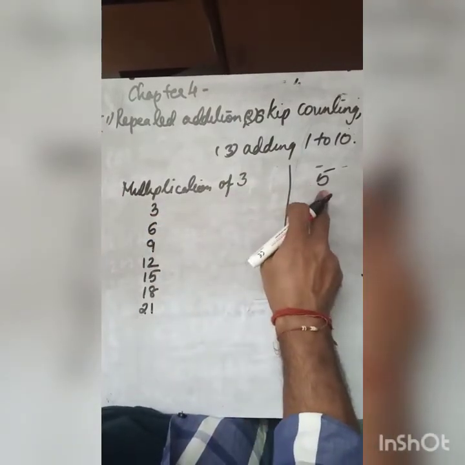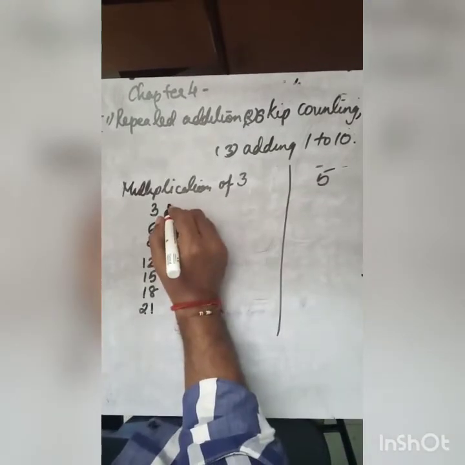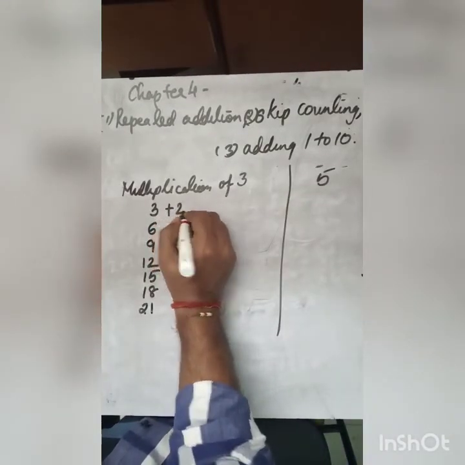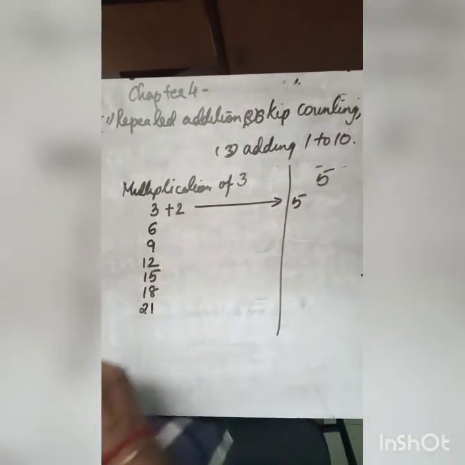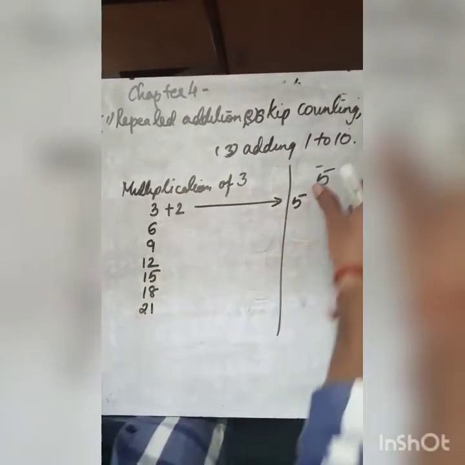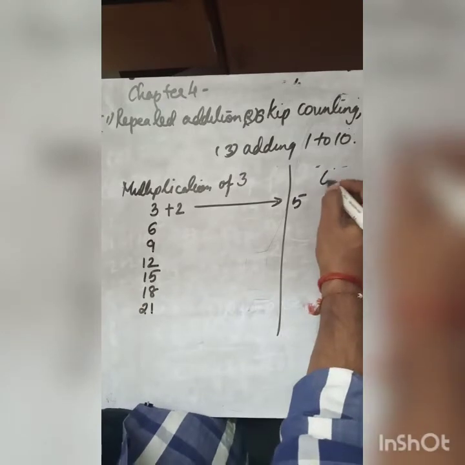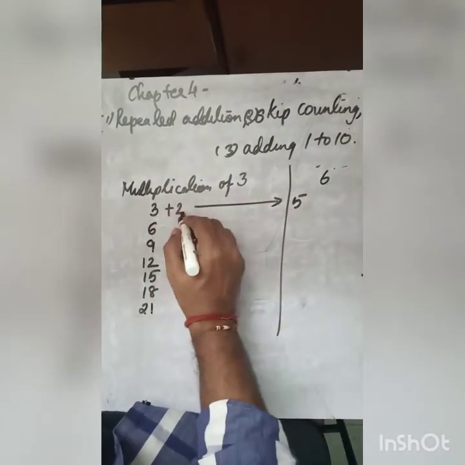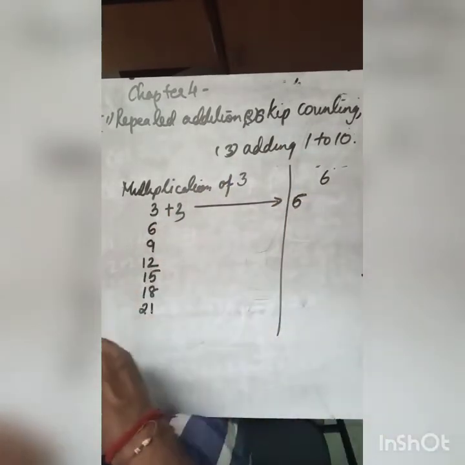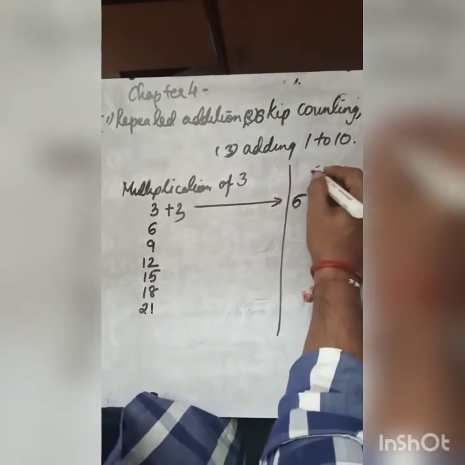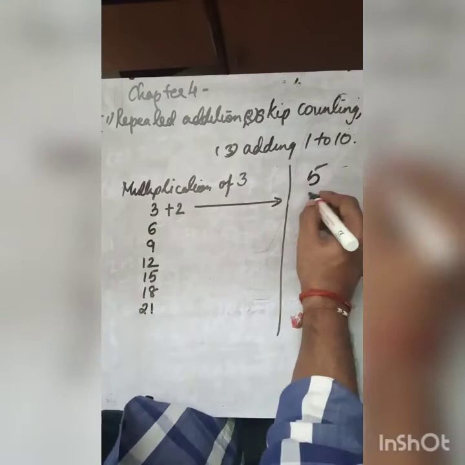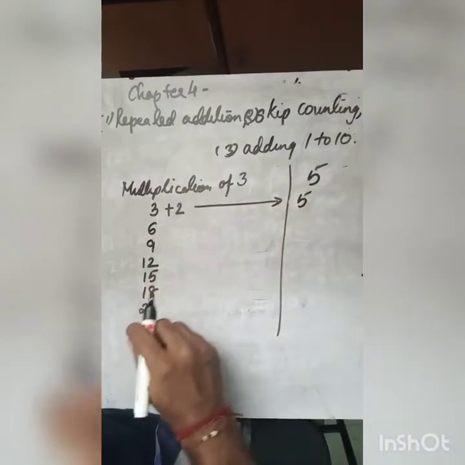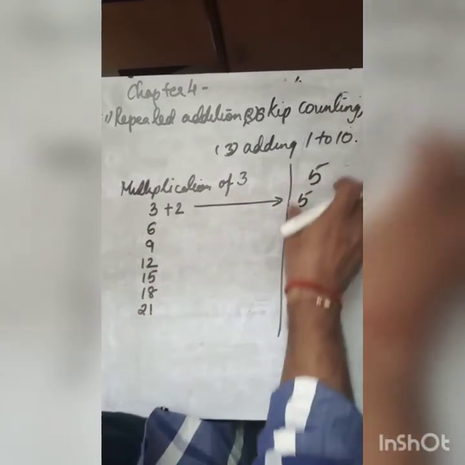I need the table of 5. Agar mujhe 5 chahiye, toh what I need to do here is, I'll plus 2, so answer is 5. Clear? Agar yahan pe 6 hota, for an example, so kya hota? 3 plus 3, so answer would have been 6. Now getting back to the example, I'm talking about 5. So kya hoga? Yahan pe 3 plus 2 will give me 5. Kyun? Here I need the table of 5.